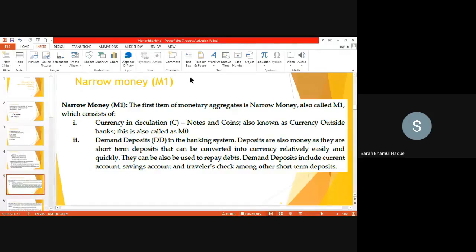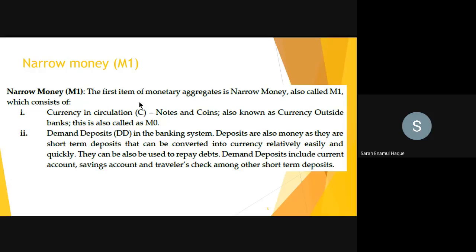So M1 is also known as narrow money. Narrow money is basically two things. One is currency in circulation. So the amount of money that is at the hands of the public. They are not inside the bank. The currency outside the banks is called currency in circulation. The normal people, the money they use every day, that is currency in circulation. And demand deposits in the banking system, this is basically short-term deposits which can be converted to currency easily.